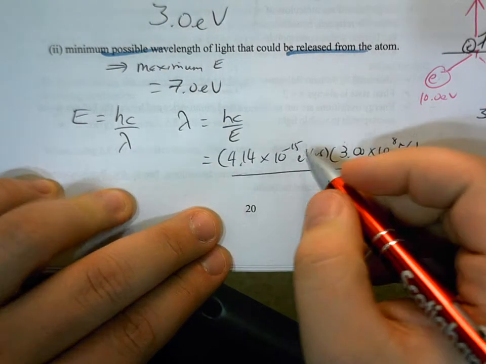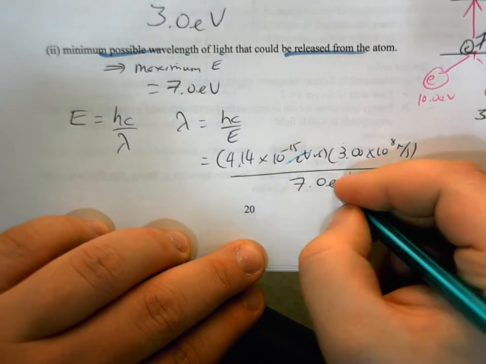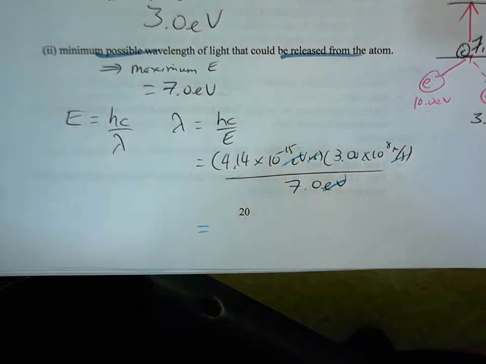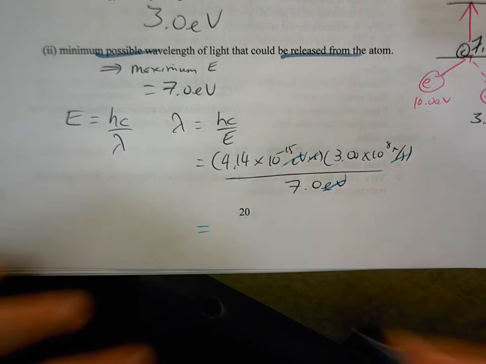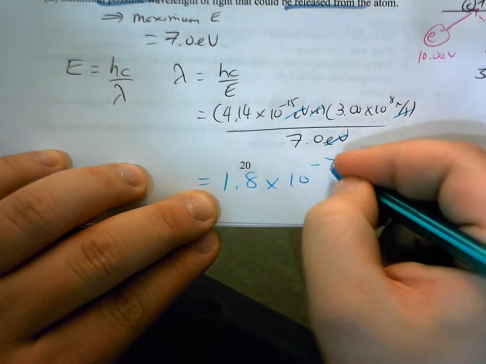So then we'll divide this by 7 eV. My eVs cancel here, my seconds cancel there, so I am left with something in meters. That's good. Always check your units. That's a really important skill in science because it can save you from making clumsy little errors. So we're going to get about 1.8 times 10 to the minus 7 meters.